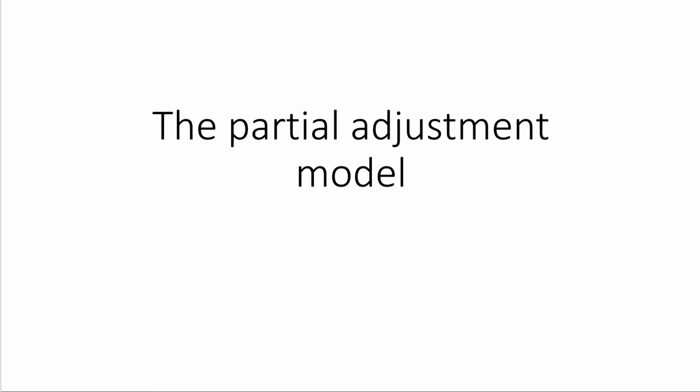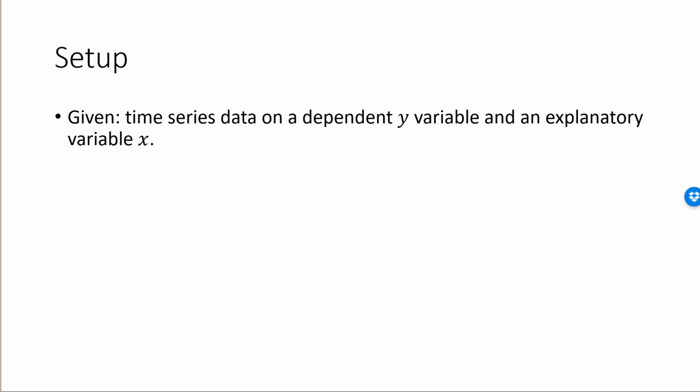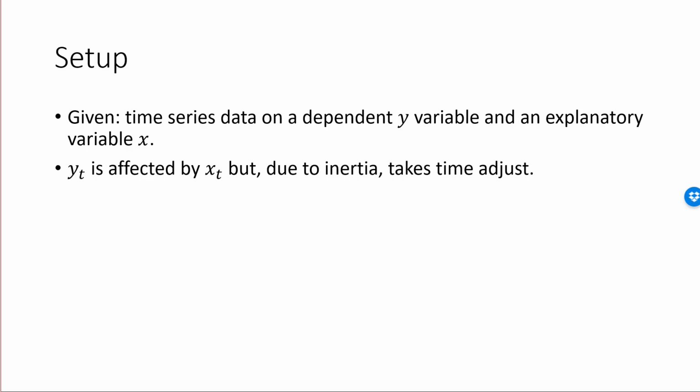The partial adjustment model is a dynamic time series model where the dependent variable depends on an exogenous explanatory variable, but where the dependent variable takes time to adjust. So the setup for this model is as follows. We have time series data on a dependent variable y and an explanatory variable x. The idea is that yt is affected by xt, but the full effect takes time. So if there is a sudden change in xt, yt will slowly adjust to a new value.